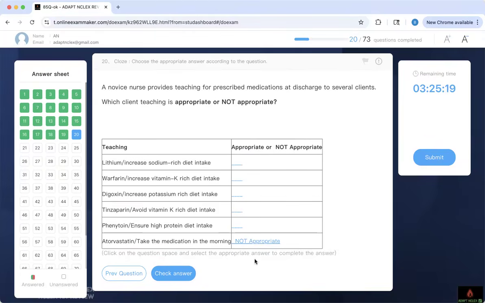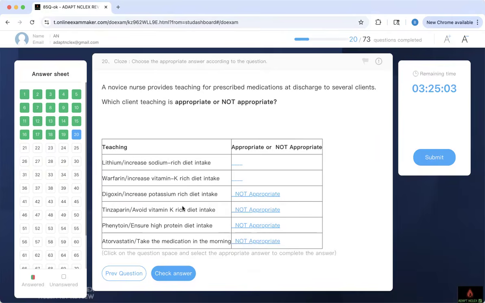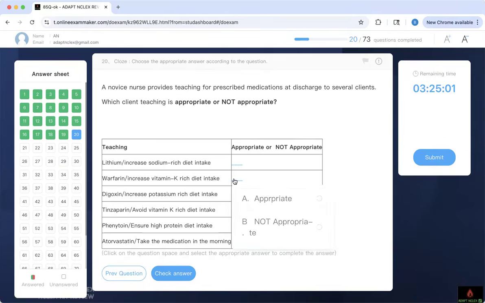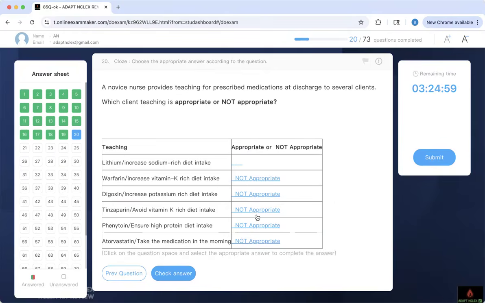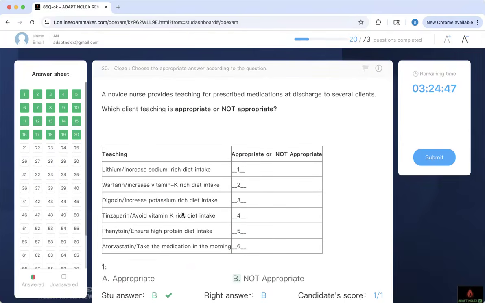Atorvastatin, inappropriate. You take it in the evening. Phenytoin, you should not eat too much protein. Inappropriate. Enoxaparin is like heparin. Heparin, you don't need to change your diet. Inappropriate. Digoxin, don't increase potassium or decrease it. Inappropriate. Warfarin, don't increase or decrease your vitamin K-rich diet. And lithium, keep the same amount of sodium, not above or below. This is the way you answer it. This is the concept. Take a look at it. This is the way the NCLEX will trap you.